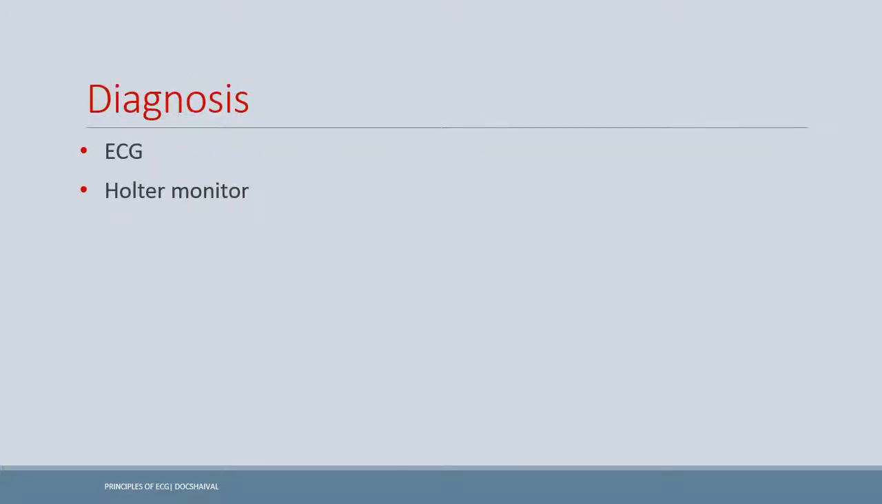Diagnosis of atrial fibrillation is based on the ECG in persistent AF. Then there is also something called a Holter monitor, which records a 24 to 48 hour sample of the ECG, depending upon the requirement.